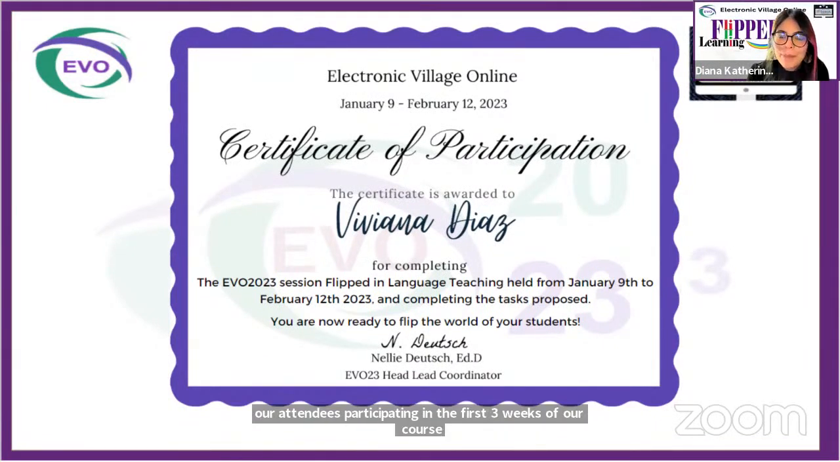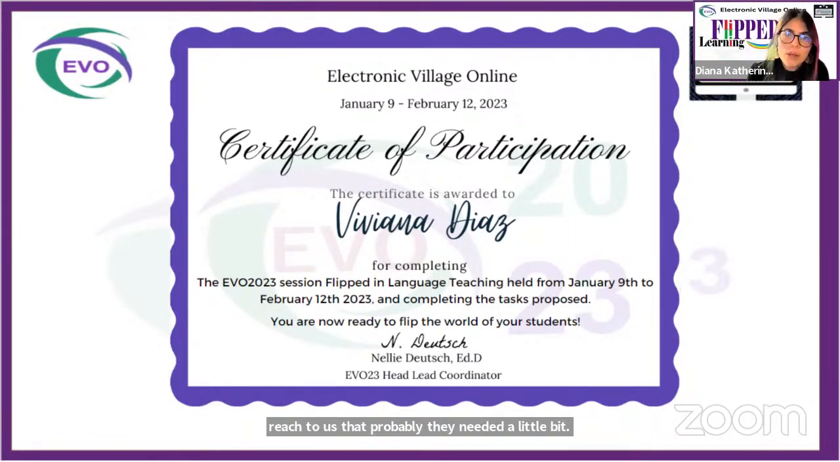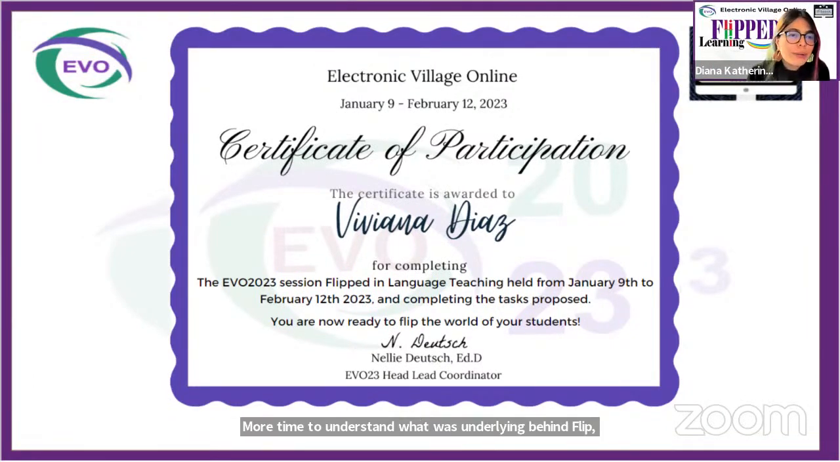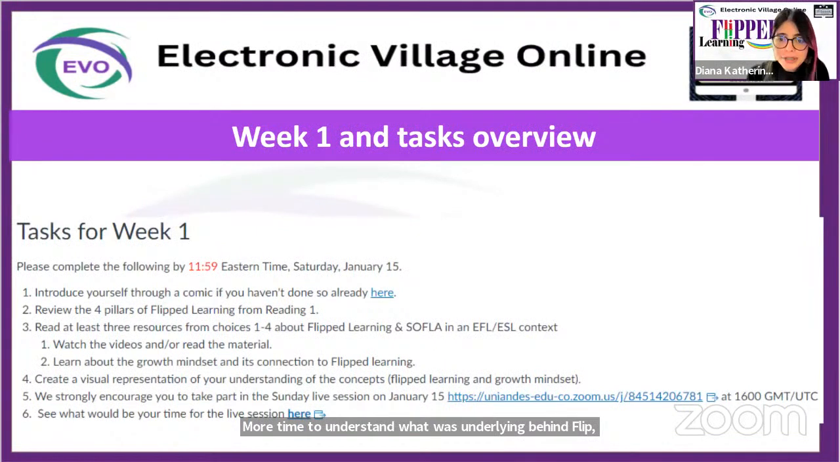But then they stopped when they realized that they had to make maybe an activity. And some of them reached out to us saying that they probably needed a little bit more time to understand what was underlying behind flipped learning, because they misunderstood it. So these were some of our tasks.